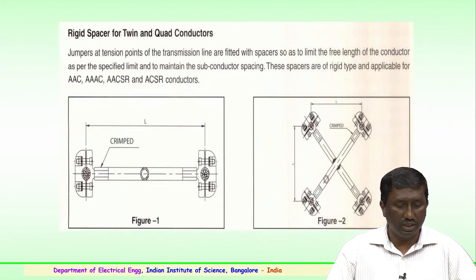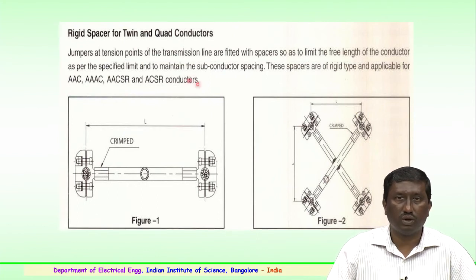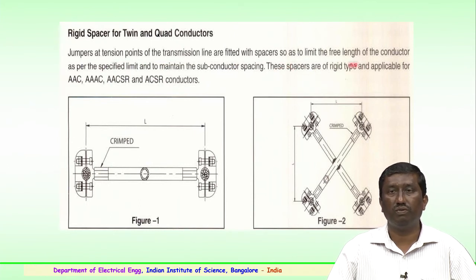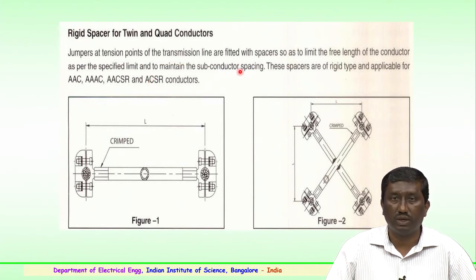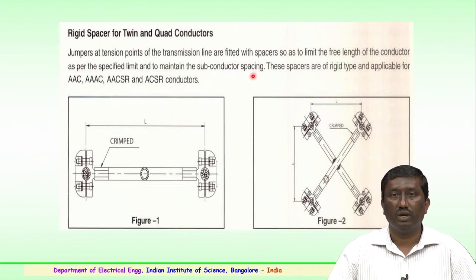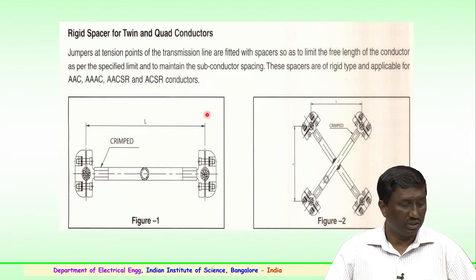Then we have seen the rigid spacer, both for twin conductors and quad conductors. The jumpers at tension points on the transmission line are fitted with spacers so as to limit the free length of the conductor to the specified limit, in this case 45 centimeters, to maintain the subconductor spacing. These spacers are of rigid type and applicable for all the conductors, AAC, AAAC, ACSR and ACSR conductors.